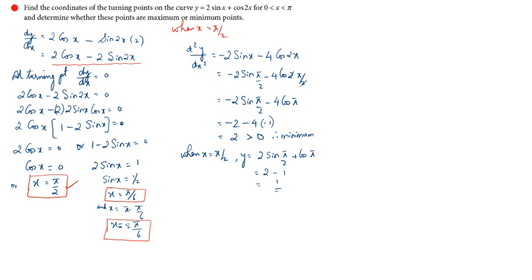So we can say pi by 2, 1 is the minimum turning point. Pi by 2, 1 is the minimum turning point.